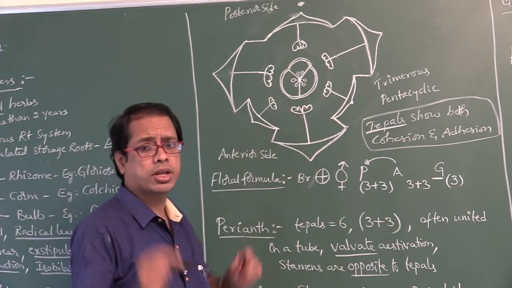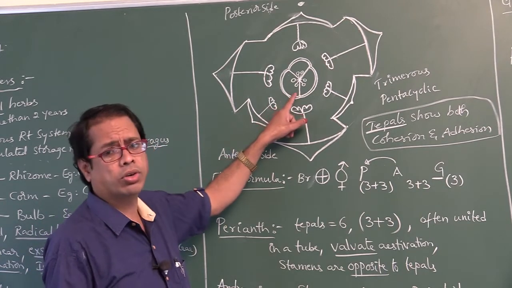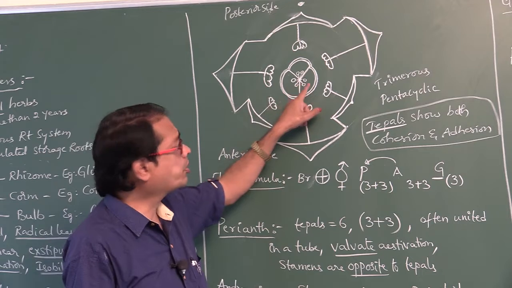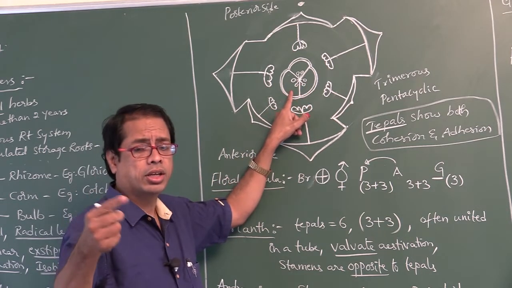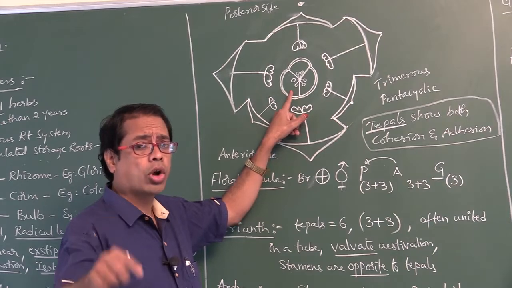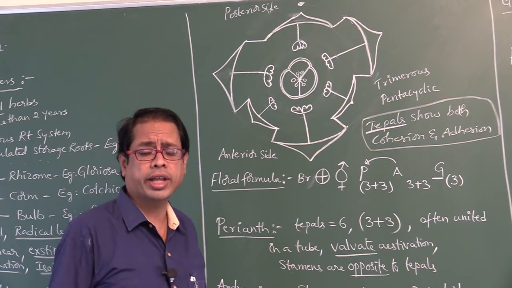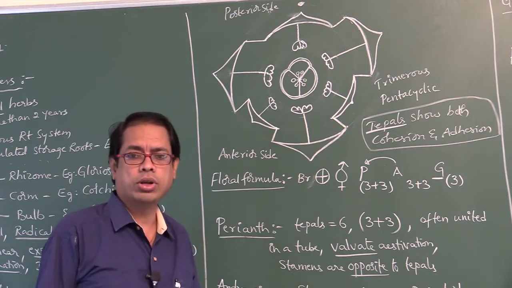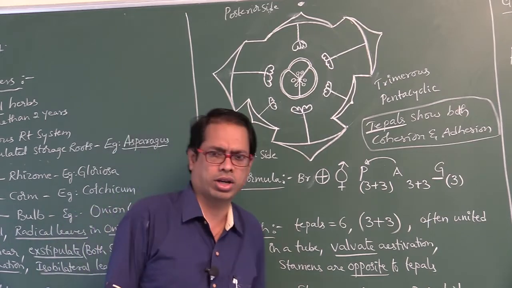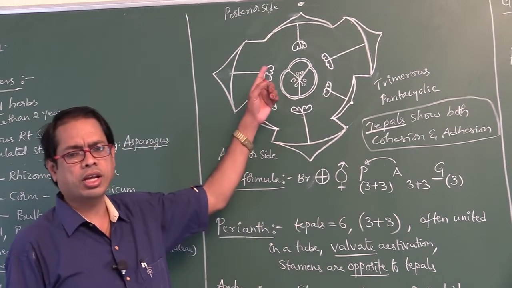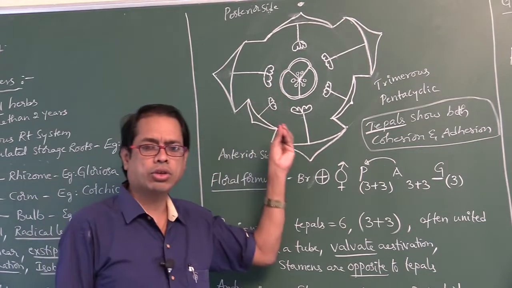What type of ovary? Hypogynous, so-called superior ovary. Let us suppose three carpels means three locules. If a locule contains 10 ovules, then in Liliaceae it is 10, 10, 10, total 3 into 10, which is 30 ovules. Those 30 ovules later develop into 30 seeds. Like that you have to calculate in numericals. Number of carpels in Liliaceae is 3, locules 3, ovules in each locule many.